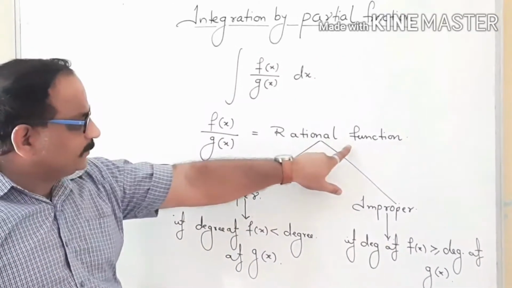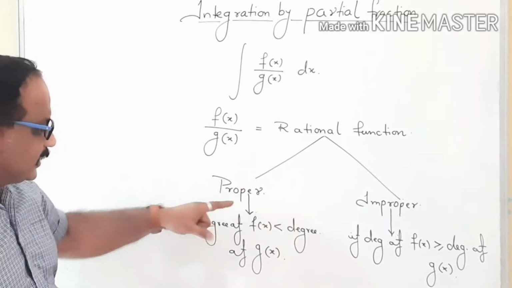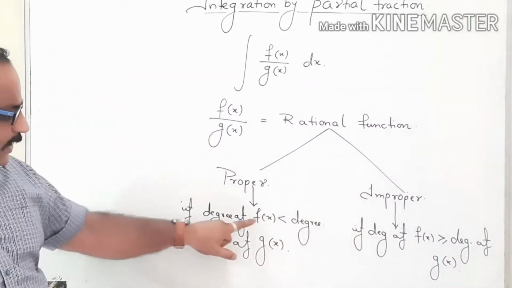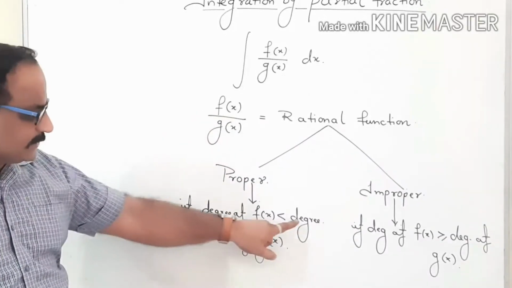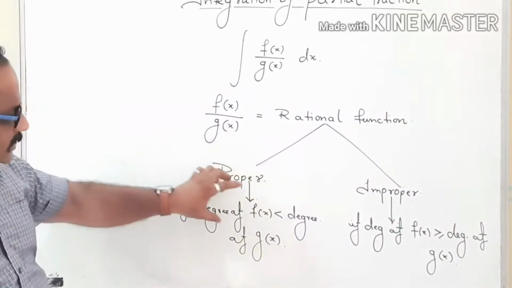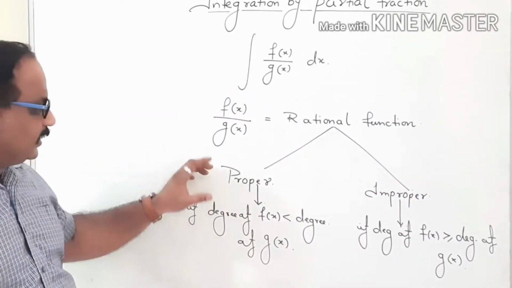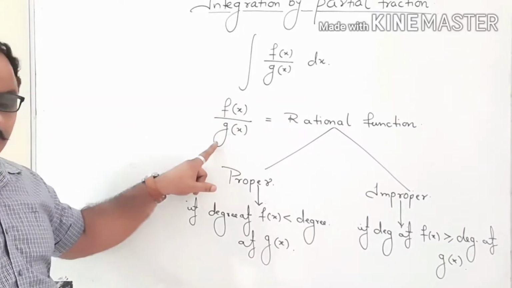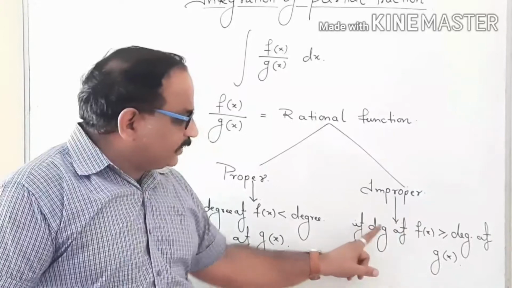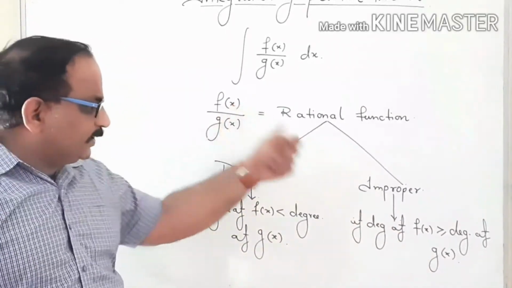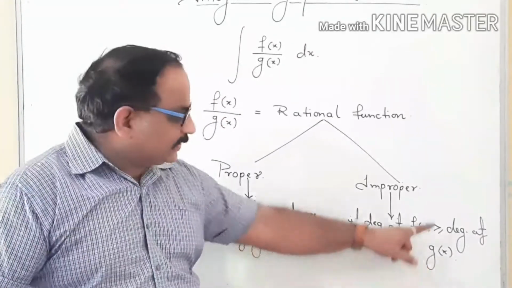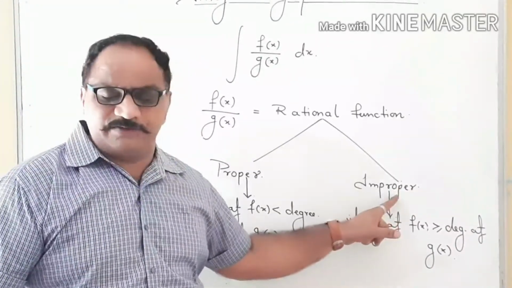It's a rational function. A rational function can be categorized as proper or improper. Proper rational functions are those in which the degree of f(x), the numerator, is less than the degree of g(x), the denominator. And improper rational functions are those in which the degree of the numerator is greater than or equal to the degree of the denominator, g(x).